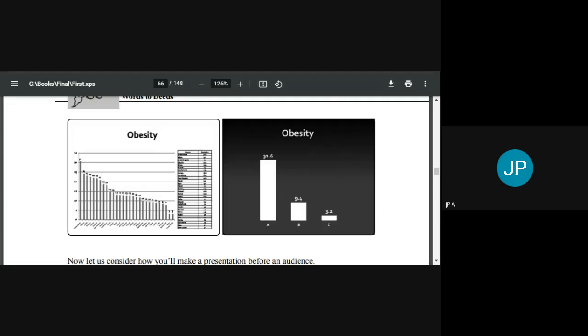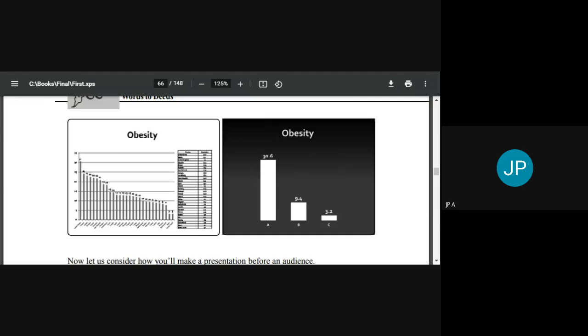So our bars and graphs should be easily understood. Okay, easy to understand. So that is what we should focus on. It should not confuse. It should be easy to understand. So the second one is like that.